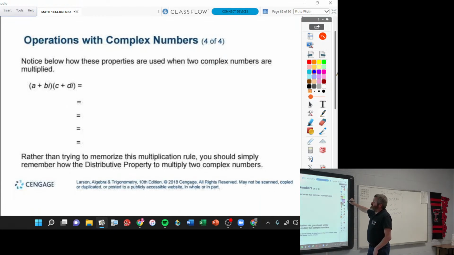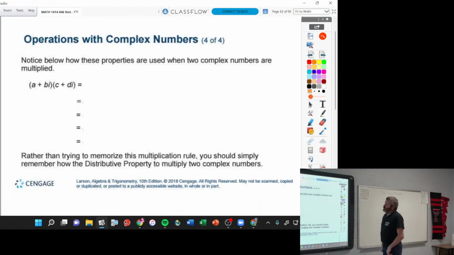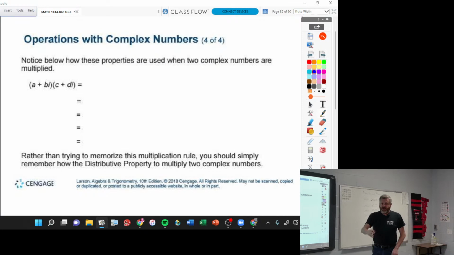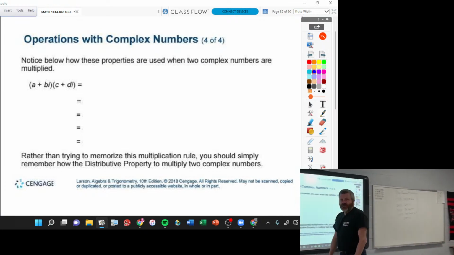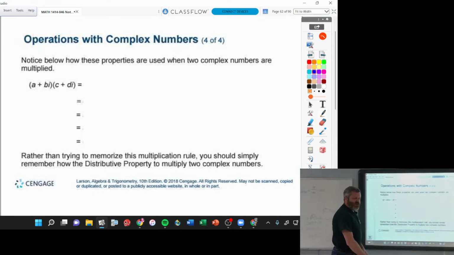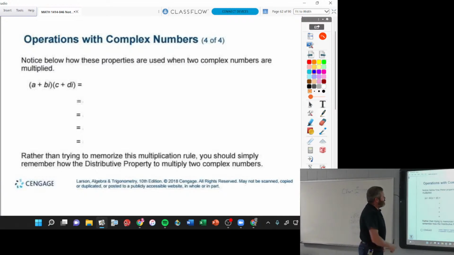Let's look at multiplying two complex numbers. Folks, this is a long, drawn-out process here, but if you'll notice at the bottom it says don't try to memorize this. Just know that if you're multiplying two complex numbers, you can multiply them just like any two other binomials. One little gotcha in there, and we'll talk about that in just a second. We've already talked about it, but I'll bring it up again. So let's go ahead and multiply this out by applying FOIL.